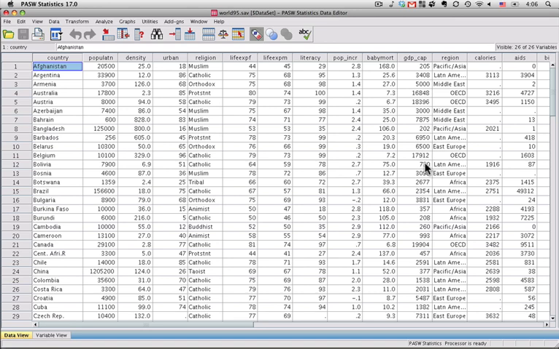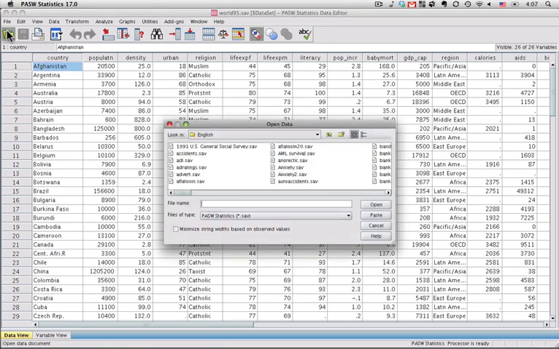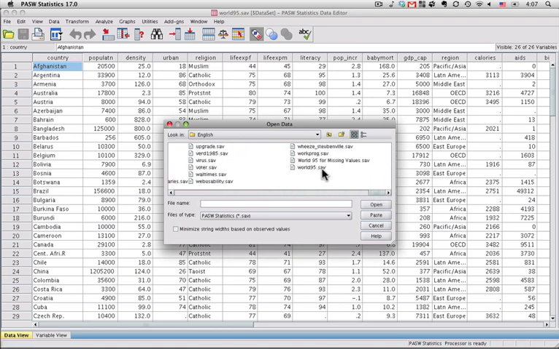I'm using a data set that exists in SPSS that's called world95.sav. The .sav is the suffix for an SPSS data set. You can get it by opening up the data sets and going to the end, to this one, world95.sav. I have it open already.